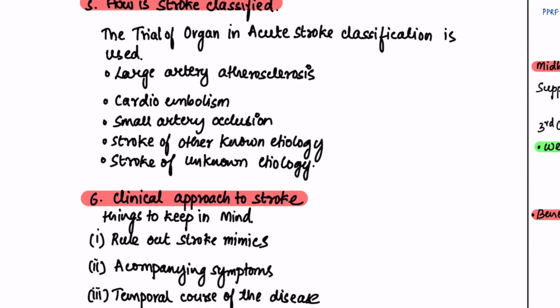Now coming to the clinical approach of stroke. There are things to keep in mind, that is, rule out stroke mimics. Maybe you could think of things like Wernicke's encephalopathy, or you can think of hypoglycemia, etc. Now these do mimic strokes and have to be ruled out before going further in management.